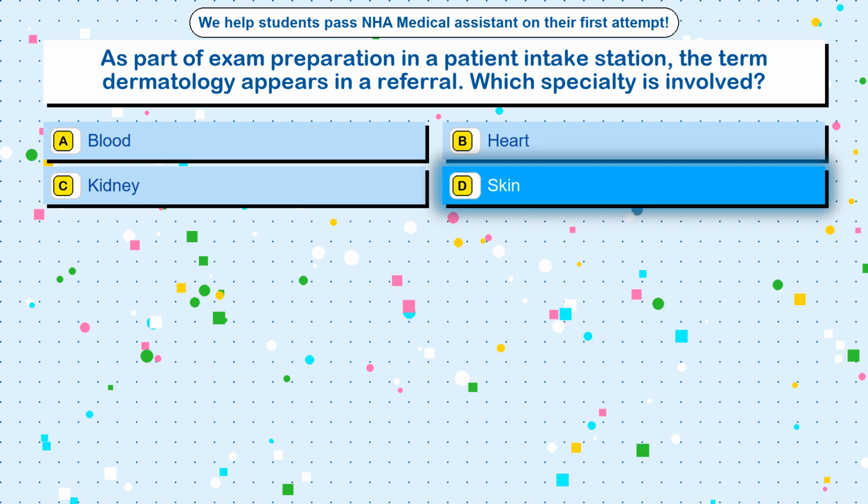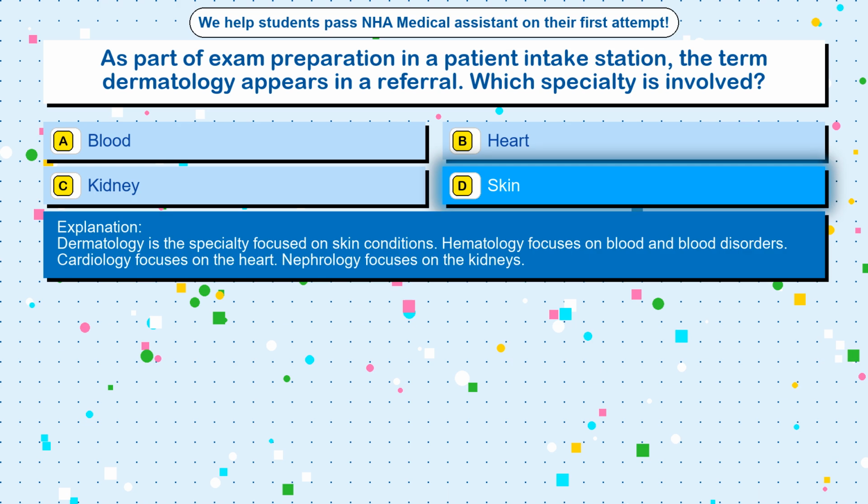Skin. Dermatology is the specialty focused on skin conditions. Hematology focuses on blood and blood disorders. Cardiology focuses on the heart. Nephrology focuses on the kidneys.